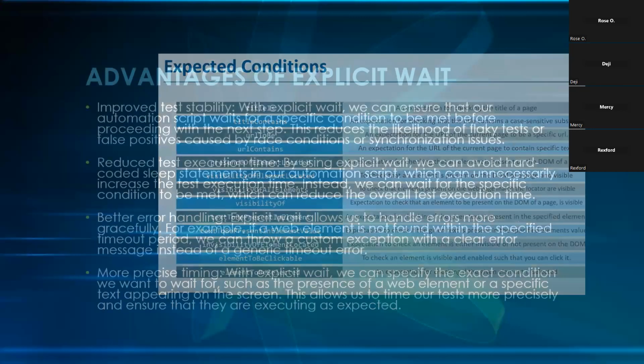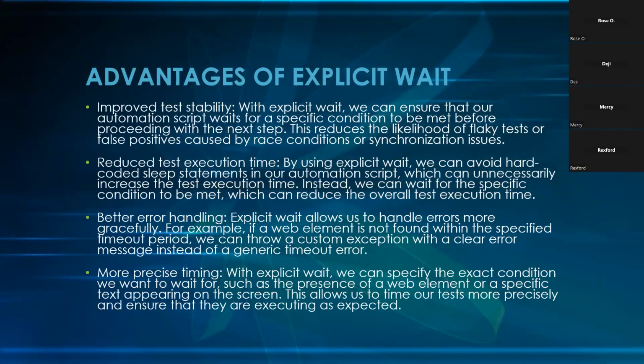So what are some of the advantages of explicit wait? It's improved test stability. With explicit wait, we can ensure that our automation script waits for a specific condition to be met before proceeding with the next step. This reduces the likelihood of flaky tests or false positives caused by race conditions or synchronization issues. Reduced test execution time: by using explicit wait, we can avoid hard-coded sleep statements in our automation script, which can unnecessarily increase the test execution time. Instead, we can wait for the specific condition to be met, which can reduce the overall test execution time.